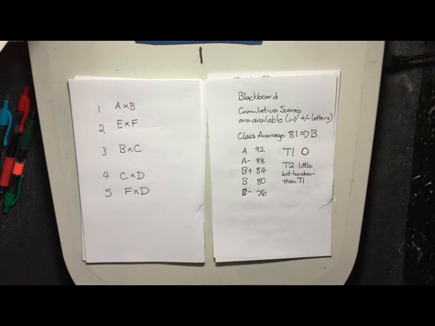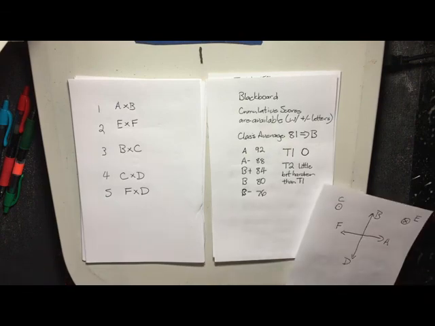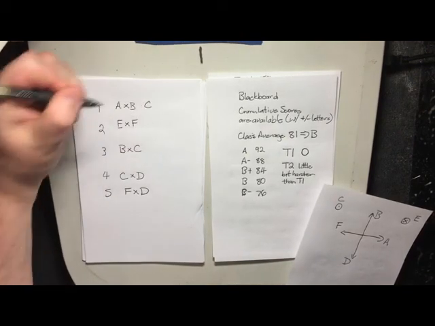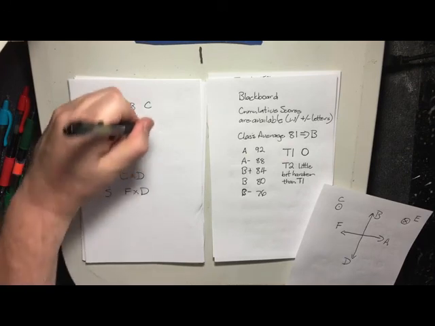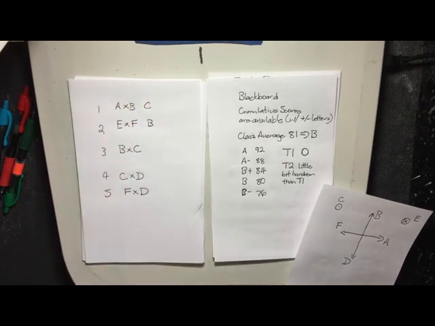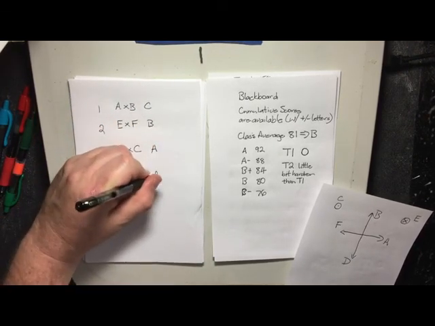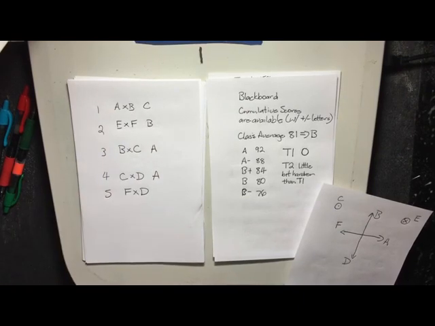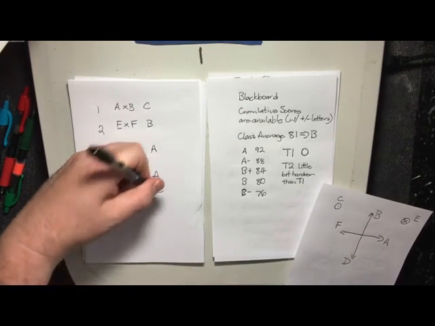And then for the last one, F cross D, F across your chest, D to the back of the room, out of the page of C. So A cross B, E cross F, B cross C, C cross D. That's that.